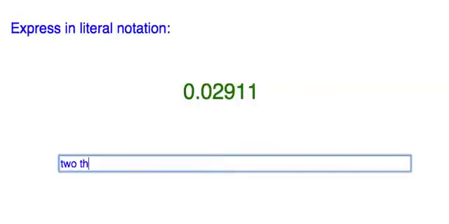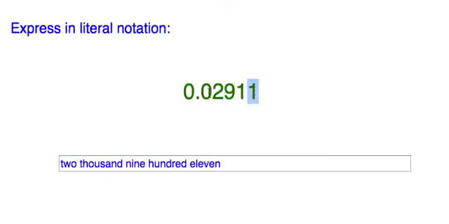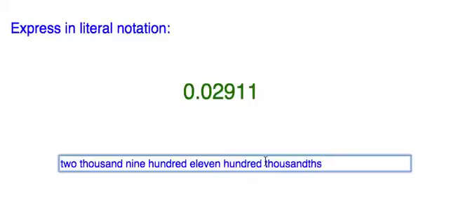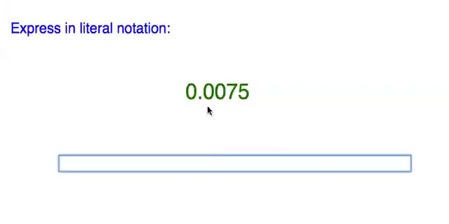2,911. And then the last decimal place is in the 100,000ths place. Tenths, hundredths, thousandths, 10,000ths, 100,000ths. Don't forget the "ths." All right, that's it. Let's do this one.